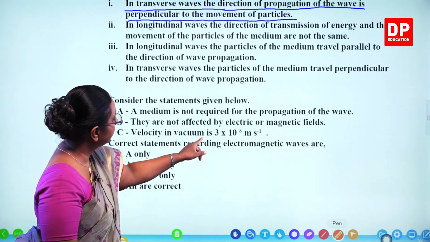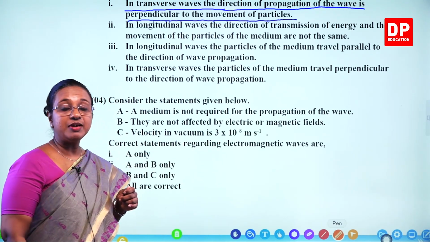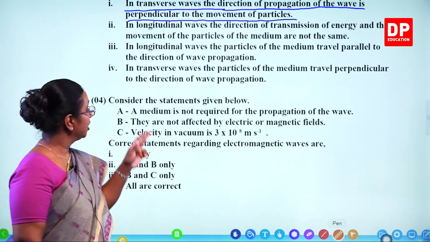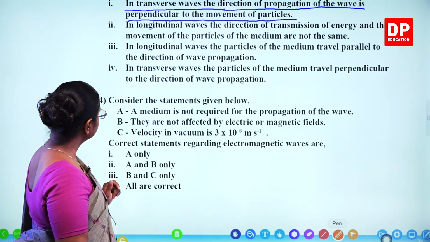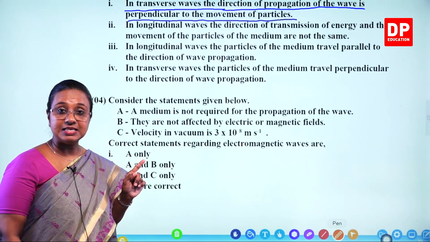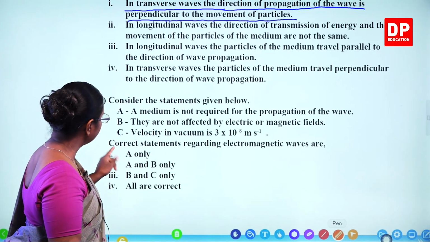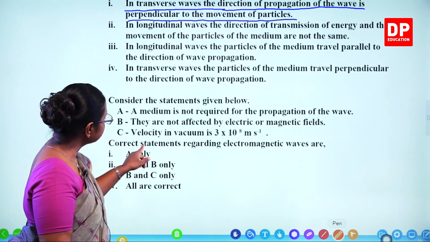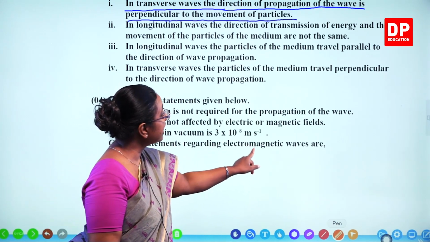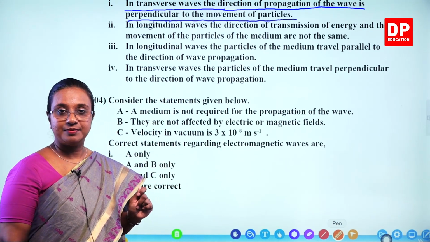Velocity in vacuum is 3 into 10 to the power of 8 meters per second. When you read all these three statements, A, B and C, you know what they are referring to. We'll look at the question. Correct statements regarding electromagnetic waves.